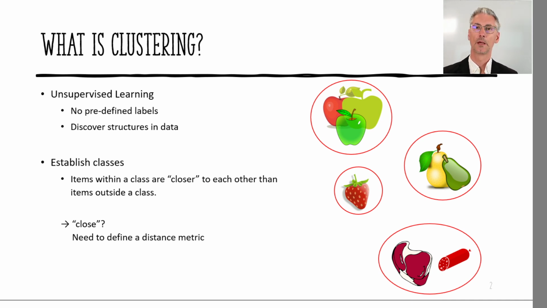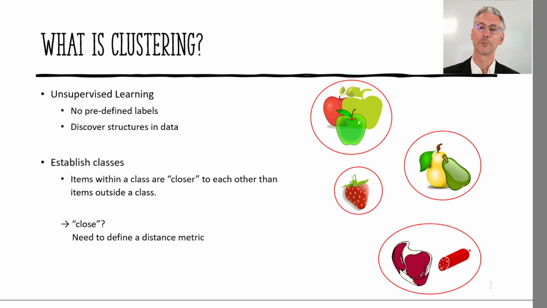What is clustering? Clustering is one of the unsupervised learning methods. That means we don't have predefined labels, and it is typically used to discover some structures in data. So for example, let's take an example we all know, like items in a supermarket. We may have apples and pears and other fruit like strawberries, and meat like sausage and freshly cut meat and so on. And intuitively we can understand that different kinds of apples are closer together by some metric than apples and pears, for example, or fruit is more related to each other than fruit and meat.